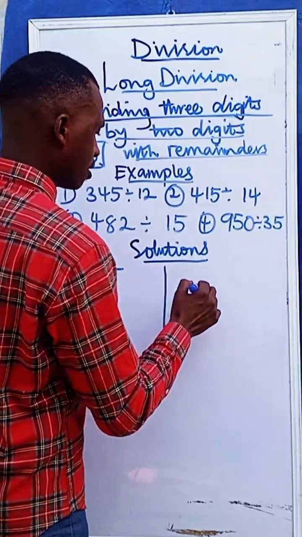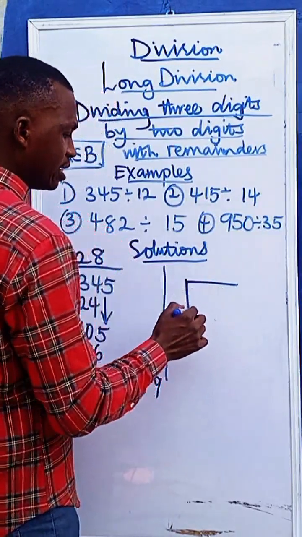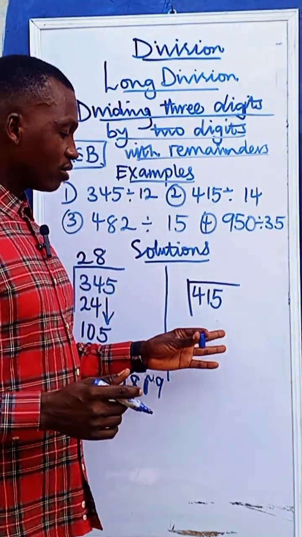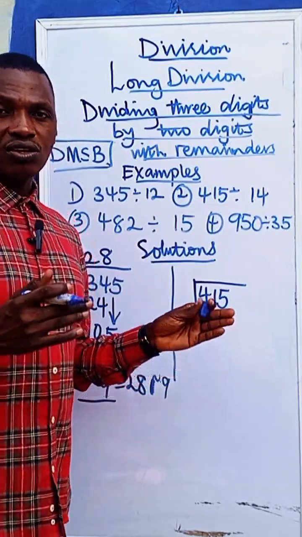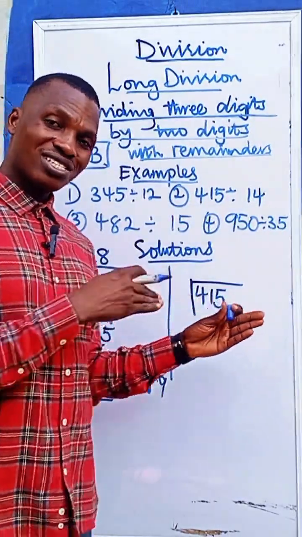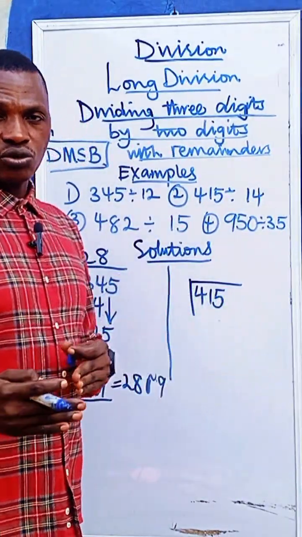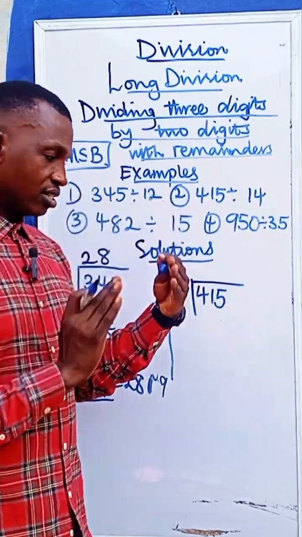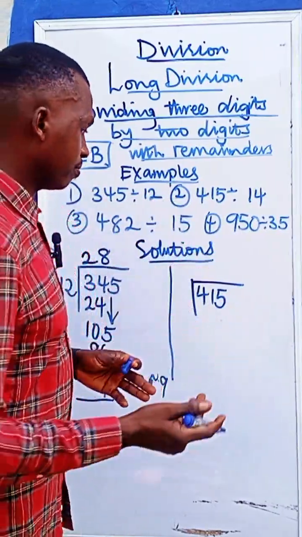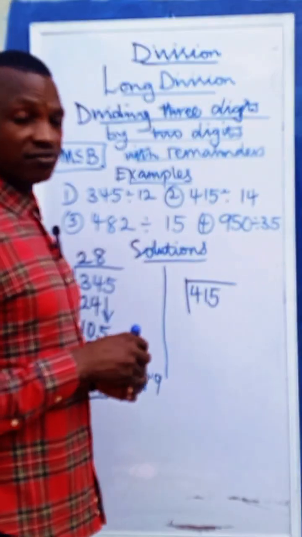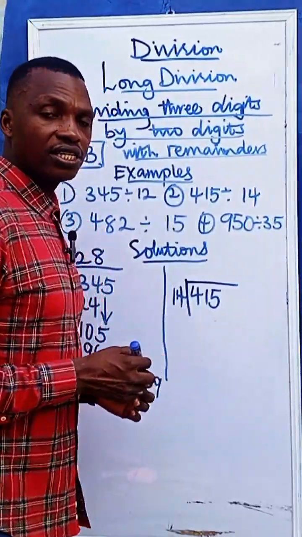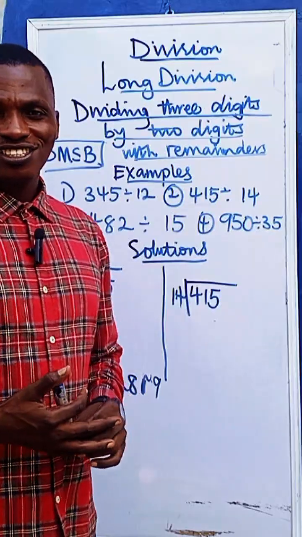Now, the second example is 415 divided by 14. Do not forget, we said the bigger number to be shared is the dividend. The number you use in sharing or splitting that particular number is the divisor, while the resultant effect of the splitting, that is the answer, is called the quotient. So we have 415 as our dividend to be divided by the divisor 14. Then let's look for the quotient together.